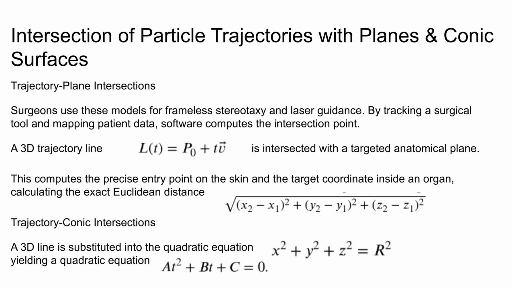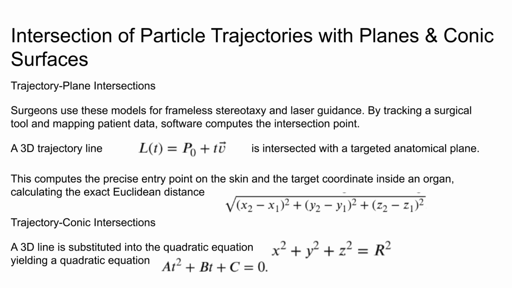Before discussing the biomedical applications, I would first like to introduce the mathematical foundation behind this work, the intersection of particle trajectories with geometric surfaces. In many computational problems, we need to understand how an object moving through space interacts with its surrounding environment. In the context of particle simulations, a particle trajectory is often represented as a straight line, while the surrounding environment is represented using geometric surfaces. The fundamental question is, where does the trajectory intersect the surface, and does an intersection occur at all?